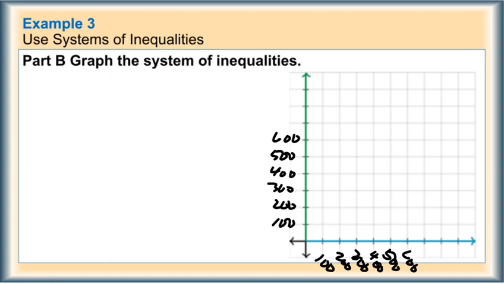Let's graph the first one. So let's write down our inequalities again here. I'm going to use X and Y. So I have X plus Y plus 8 is less than or equal to 600, which can be written as X plus Y is less than or equal to 592.